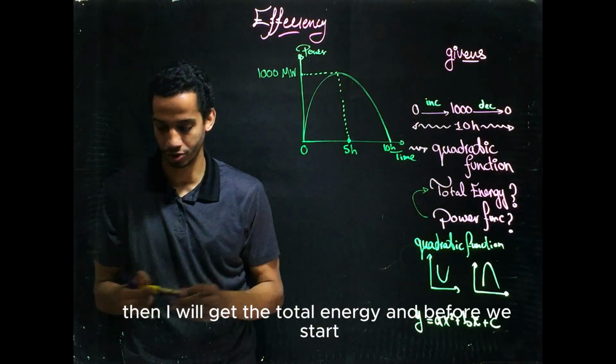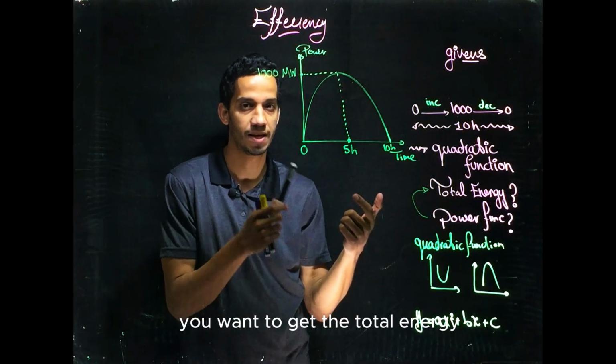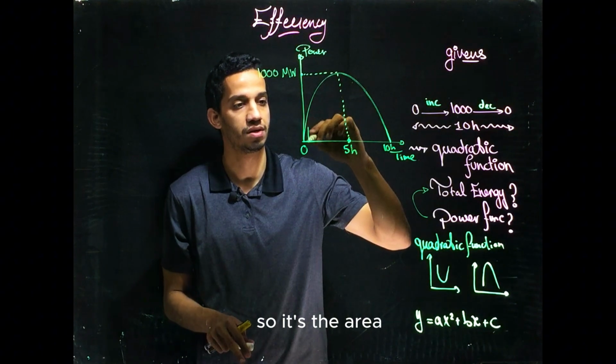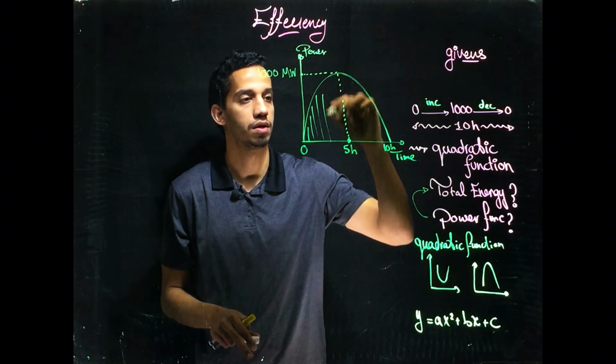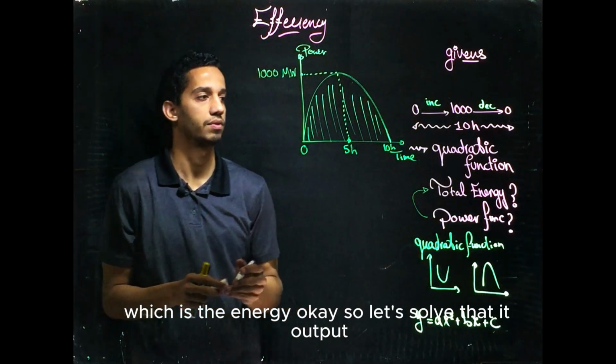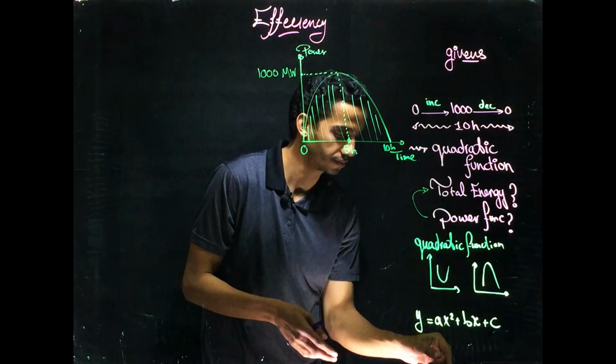And before we start, you may not know how to get the energy. So you have a function, you want to get the total energy. Energy is a summation of power times time. So it's the area under this curve, which is the energy. Okay, so let's solve it out together.